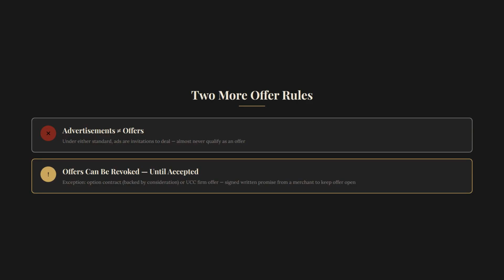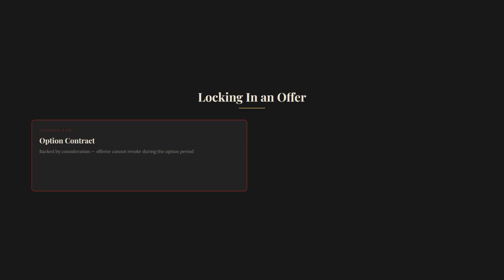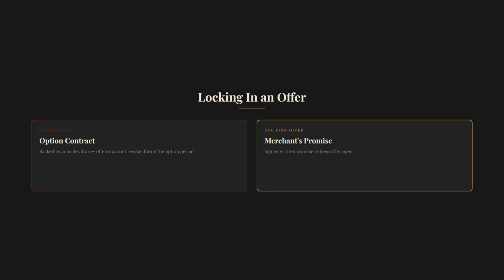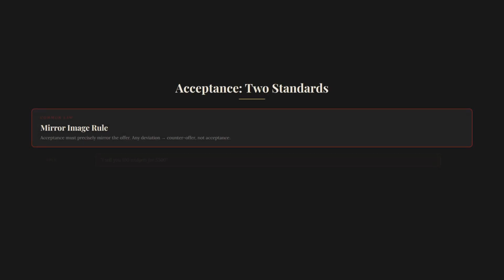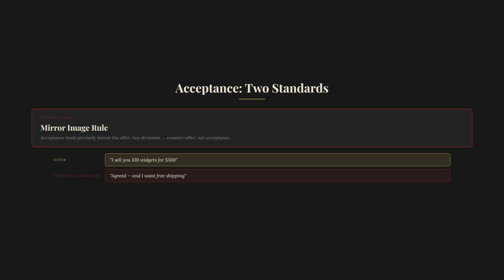They're invitations to deal, and an offer can be revoked anytime before acceptance, unless it's an option contract backed by consideration or a UCC firm offer, which is a signed written promise from a merchant to keep an offer open, binding for up to 90 days with no consideration required. Acceptance under common law requires a precise mirror of the offer, so any added or changed term voids acceptance and converts the response into a counter-offer.